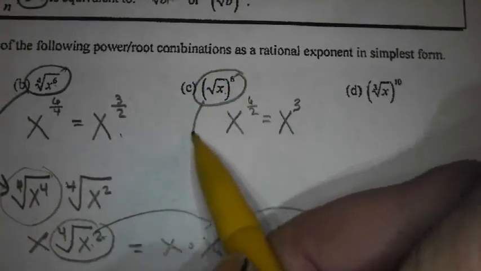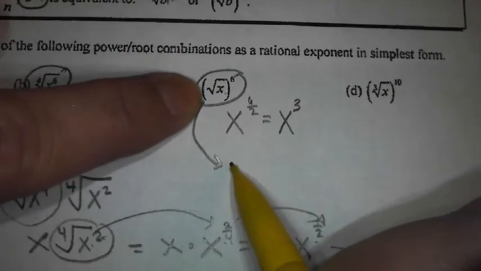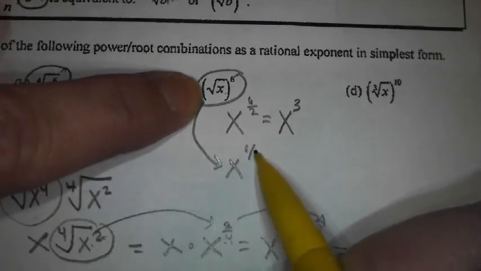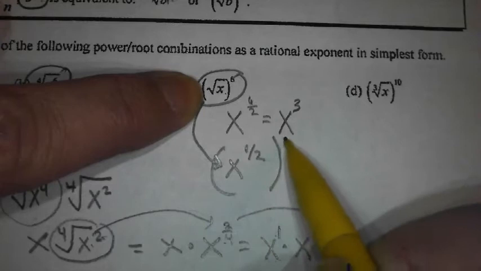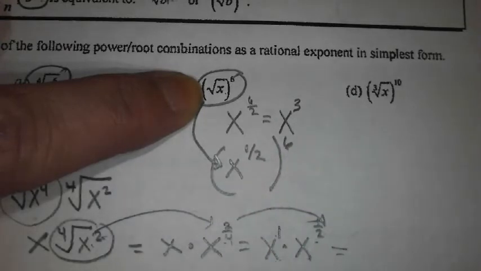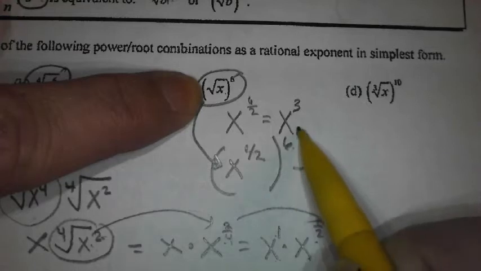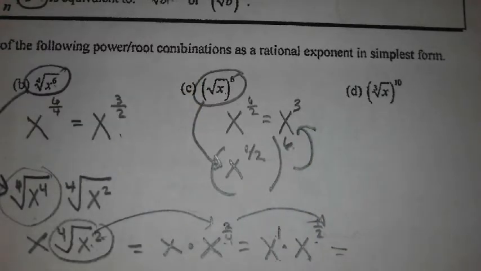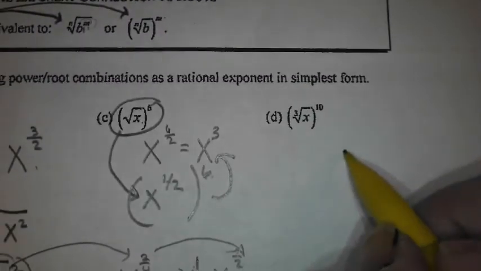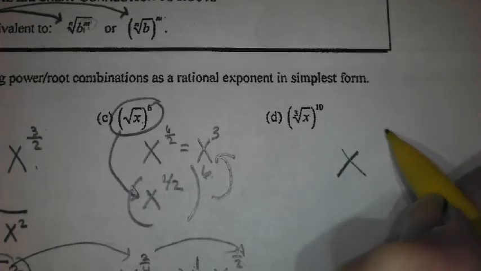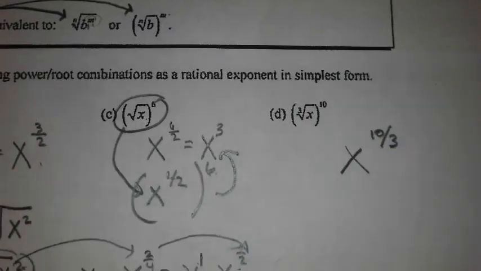Isn't it also true, capitalizing on exponent rules, this is the same as x to the 1/2, right? Raised to the 6th power. And what's our power to power rule? Multiply, and 1/2 times 6 would give you that 3 as well. Different avenues of getting to the same place. And then this one, x to the 10/3. Awesome. Okay.